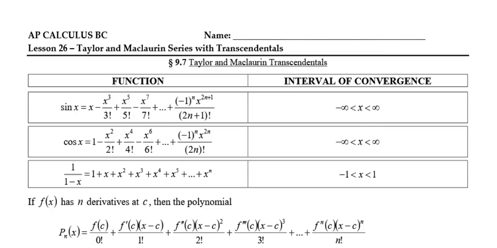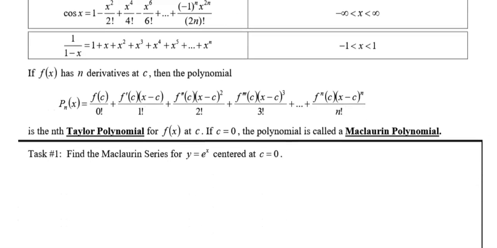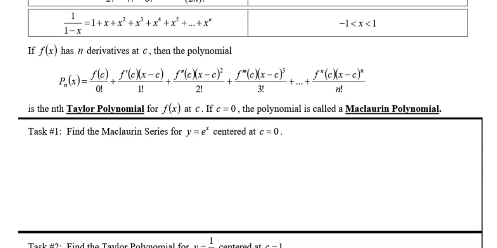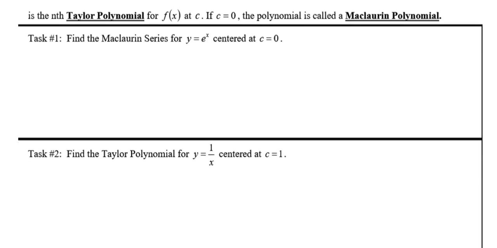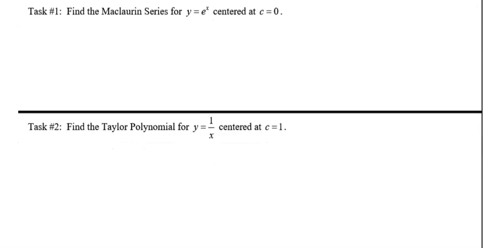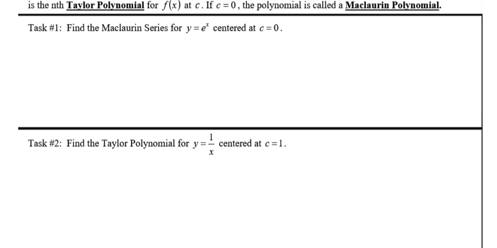So for this particular video, we're going to talk about how to find the Taylor and Maclaurin series for transcendentals. So we're going to start with two pretty straightforward ones. Maclaurin series for e to the x, and then we're going to do the Taylor series for 1 over x, and it's going to be centered at x equals 1.